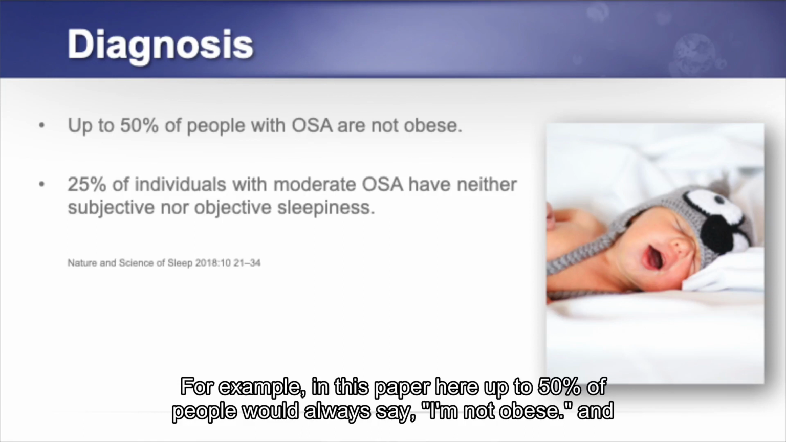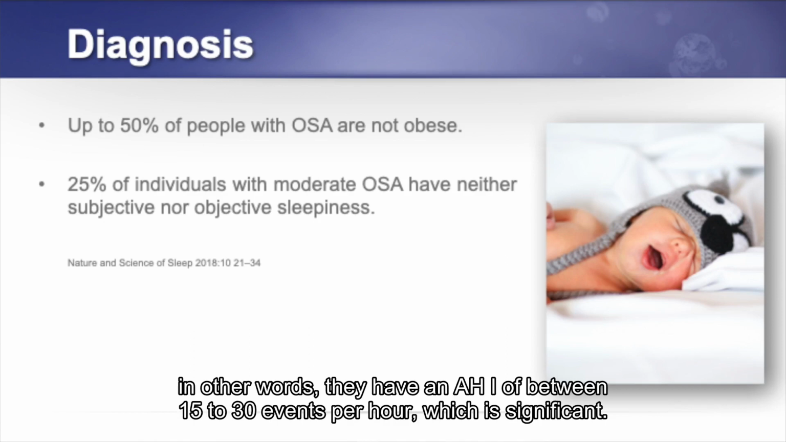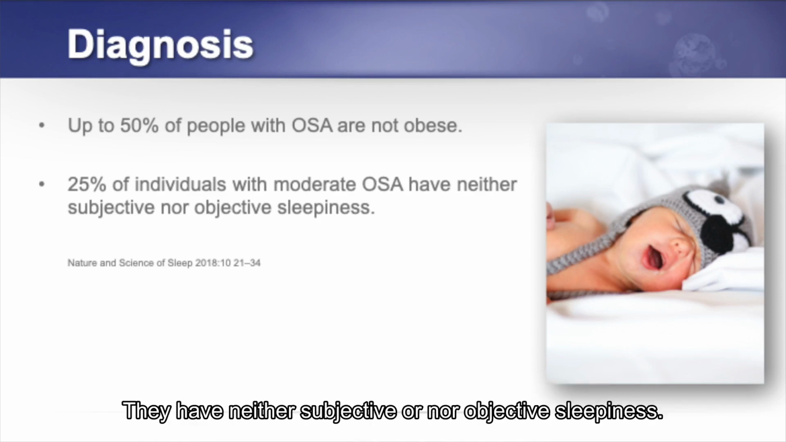For example, in this paper here, up to 50% of people with OSA are not obese, and 25% of individuals with moderate obstructive sleep apnea, in other words, they have an AHI of between 15 to 30 events per hour, which is significant, have neither subjective nor objective sleepiness.